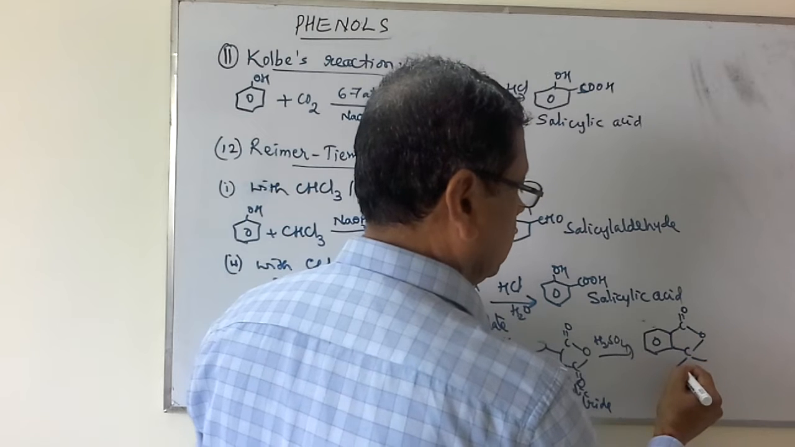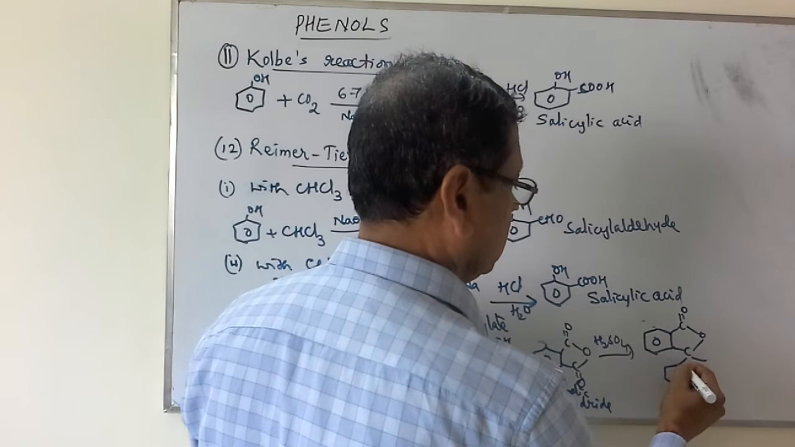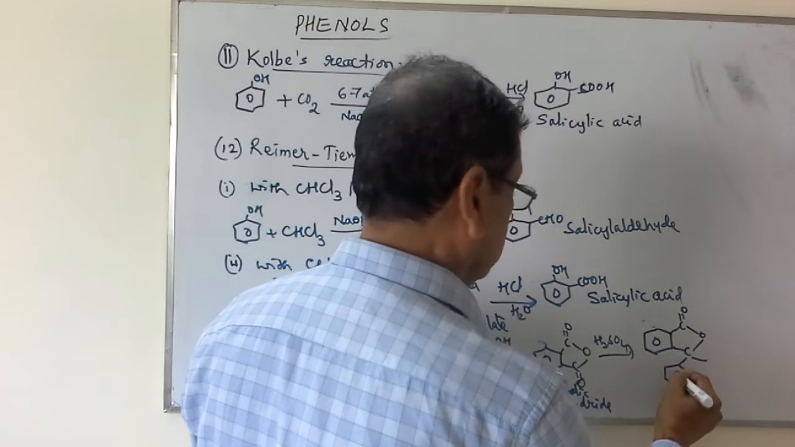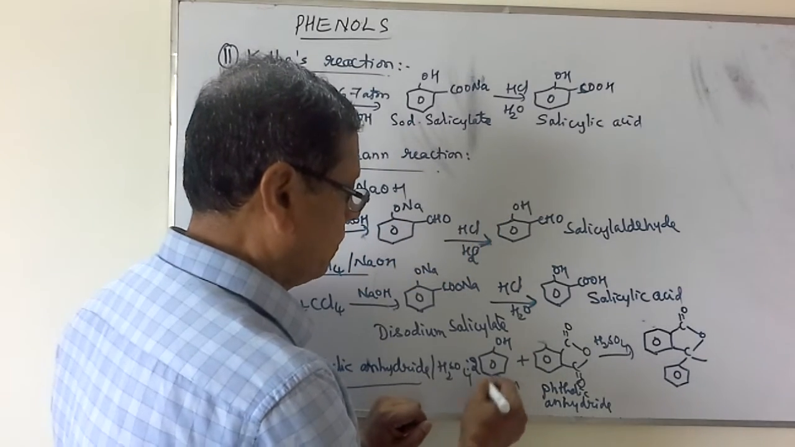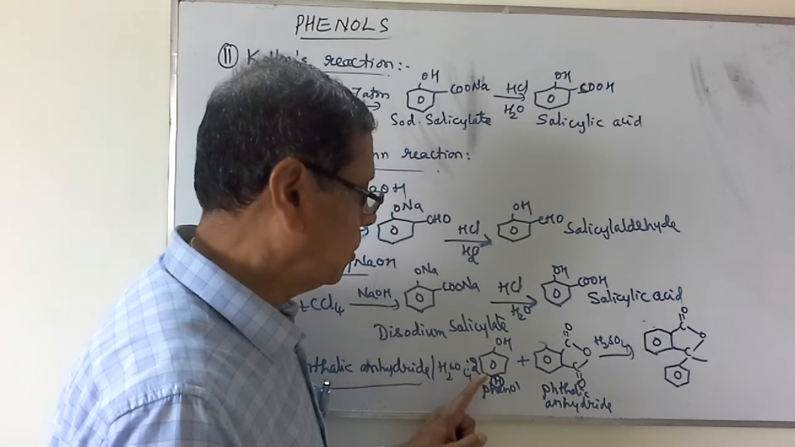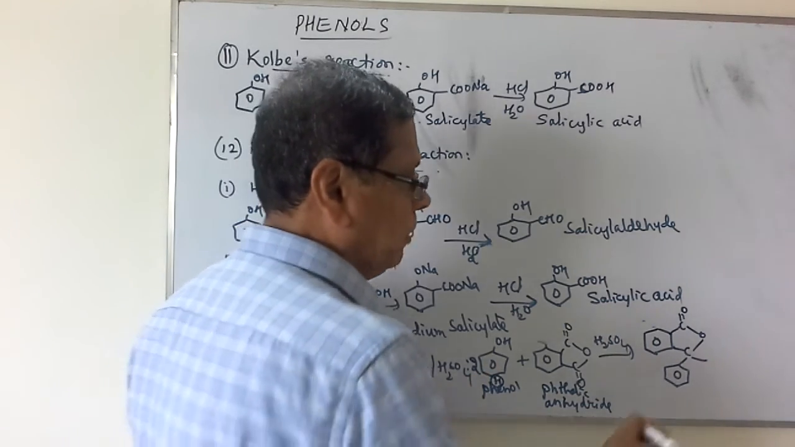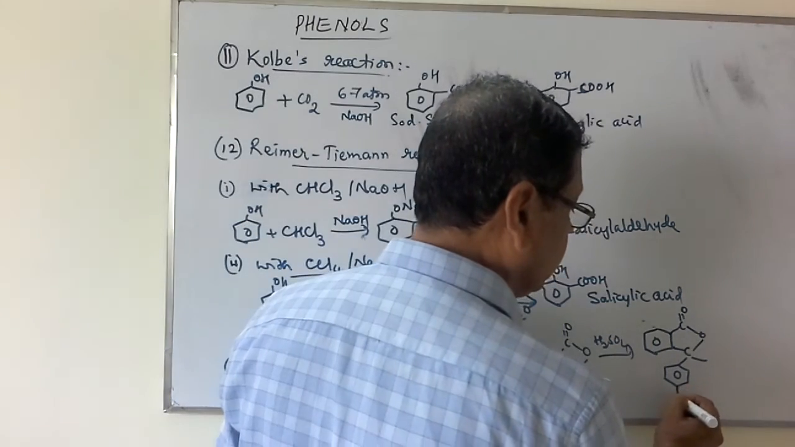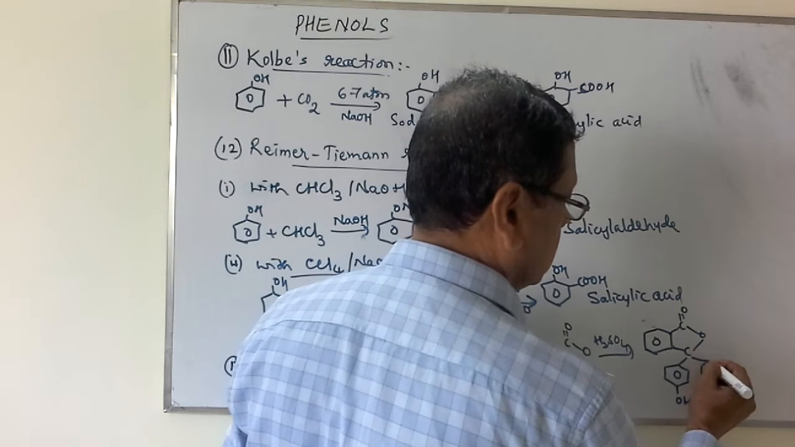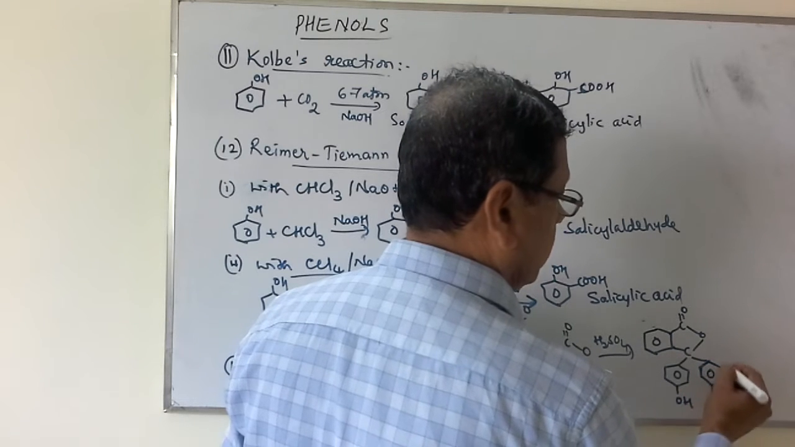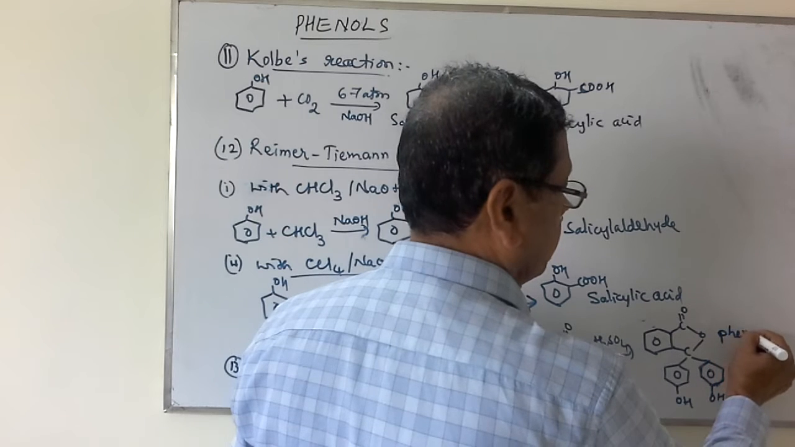So here, hydrogen from the para position of the 2 phenol molecules will undergo dehydration to give rise to this phenolphthalein.